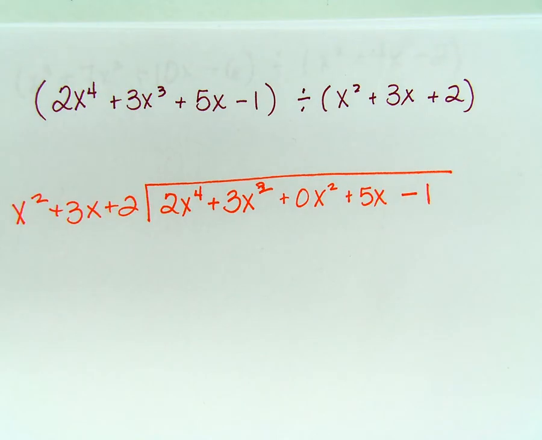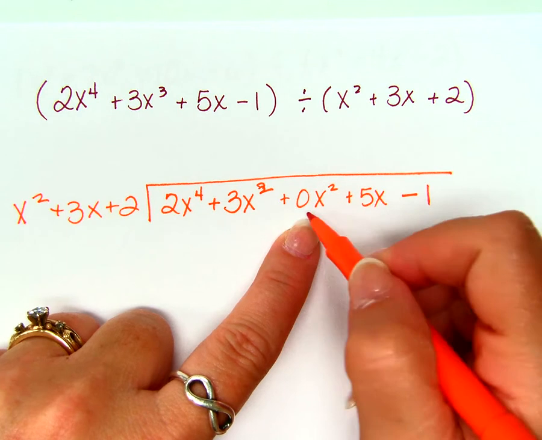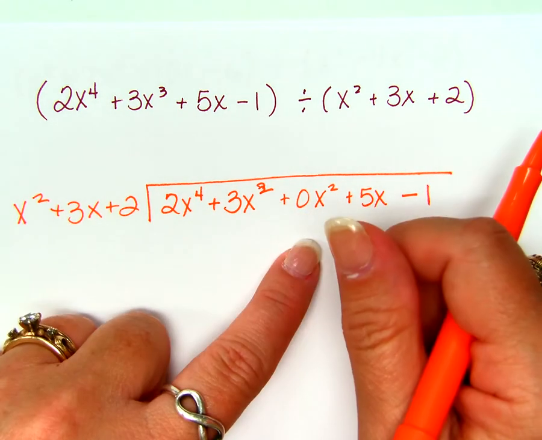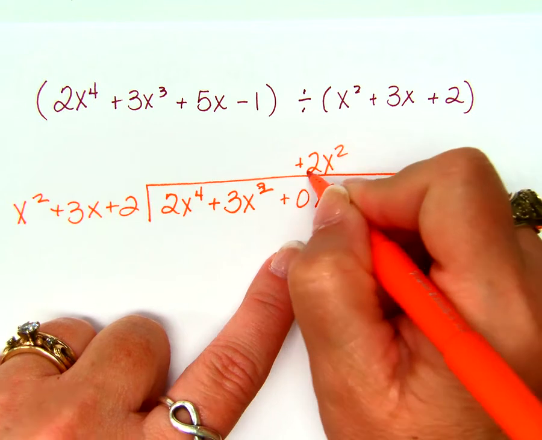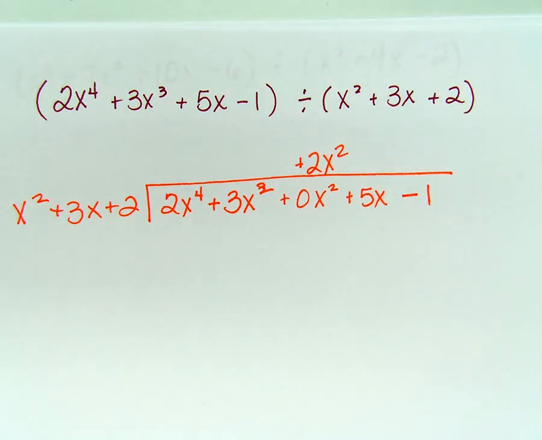Where do you think I should write that? Does it make sense to put it above the x squared term? Yeah. Okay. Oh, wow. It's a good thing we put the x squared term in there. Then we wouldn't have anything to write it above. Okay. So plus 2x squared. I don't really need the plus. I don't know why I put it. I'm sorry. You can put it if you want.